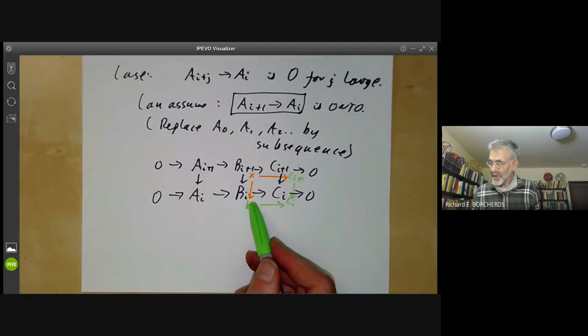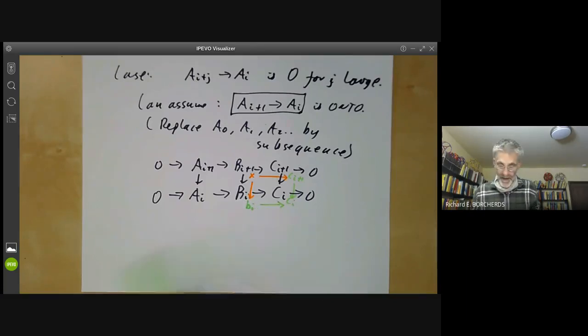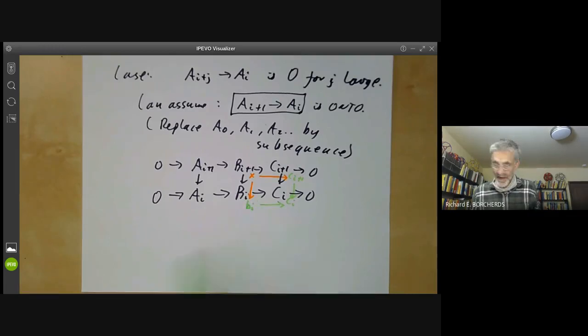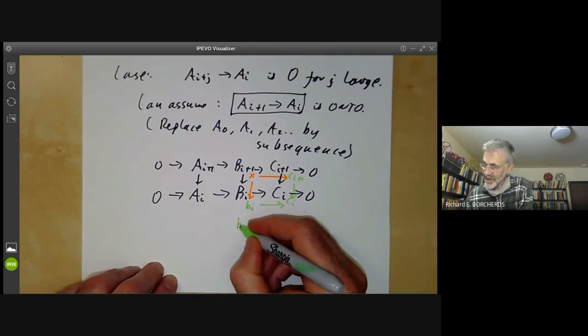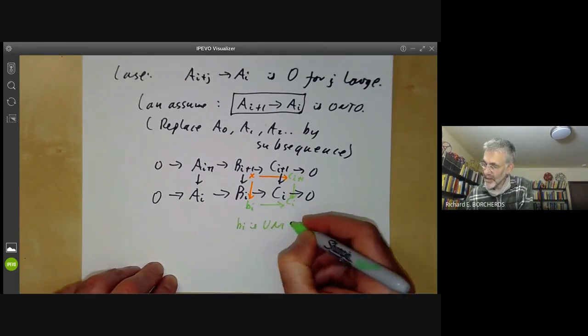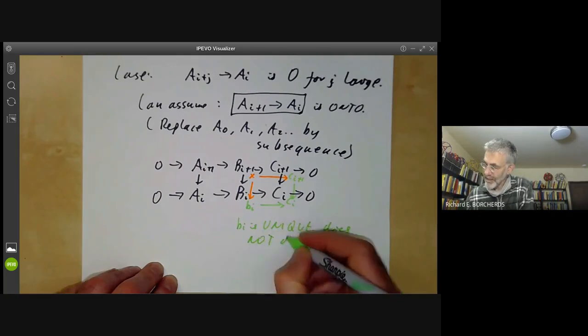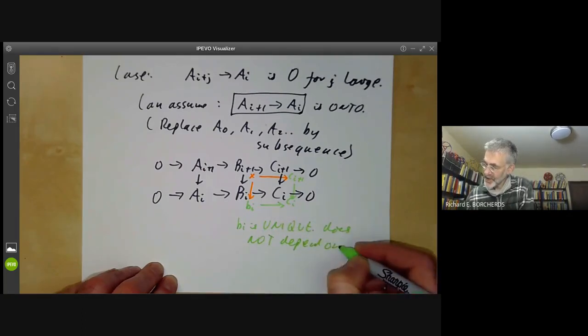Well, the problem is, is this B_i unique? And the key point is that it is. So let's just point out that B_i is unique and does not depend on the choice of x.